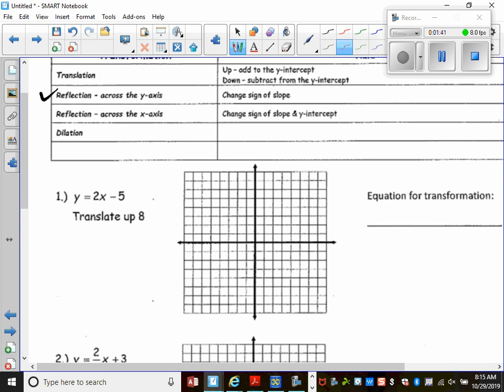All right, so starting out, first thing we're going to do is just graph this. So when we graph it, we are going to start at -5. And then we're going to go up 2 over 1 for the slope. So about 4 points is good enough. Okay. And then, you're going to draw your line.